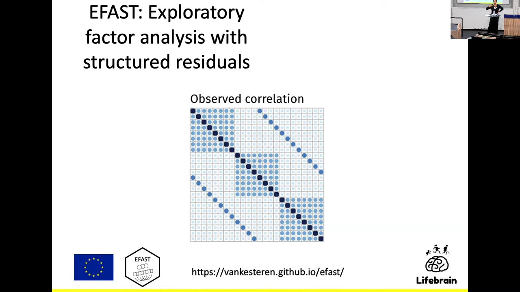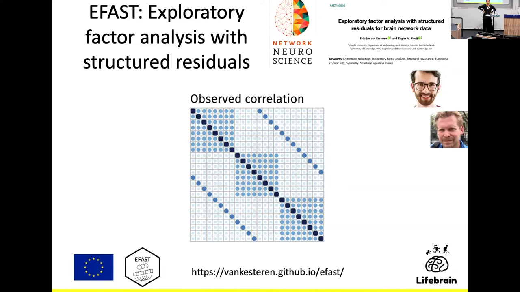But Eric-Jan van Kesteren and Jorge Kivit have developed a method to do exploratory factor analysis with the added assumption of symmetry and structured residuals. There's also a software package that can do this, and I think it will be highly useful in neuroimaging data analysis.